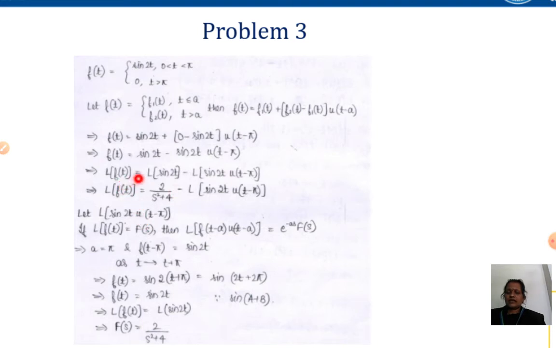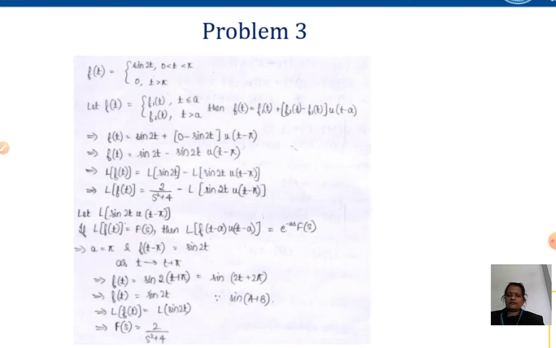Here L of f of t will be L of sin 2t minus L of sin 2t into u of t minus pi. Let us keep this as it is, and first we'll determine L of sin 2t, that is 2 divided by s squared plus 2 square, that is 4. Now let us consider this part, that is L of sin 2t into u of t minus pi.